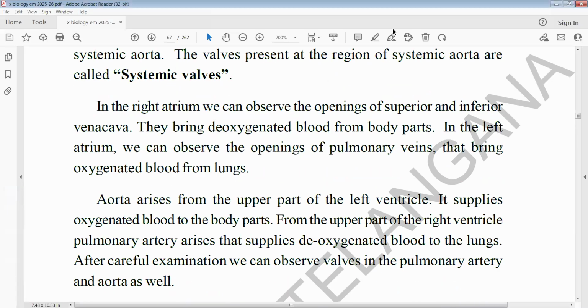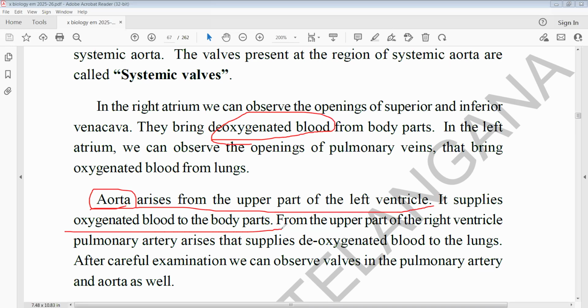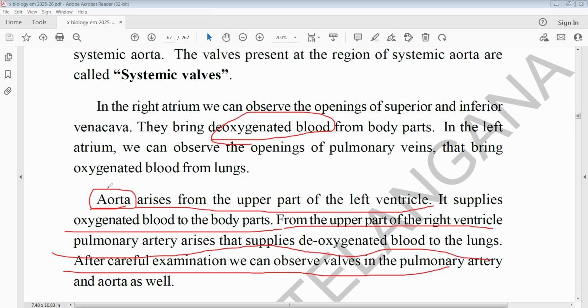As I said, the right auricle and right ventricle have DOB, deoxygenated blood, whereas the left auricle and left ventricle have OB, oxygenated blood. The aorta is nothing but the systemic artery, which arises from the upper part of the left ventricle. It supplies oxygenated blood to the body parts. From the upper part of the right ventricle, the pulmonary artery arises and supplies deoxygenated blood to the lungs. After careful examination, we can observe valves in the pulmonary artery and aorta as well.